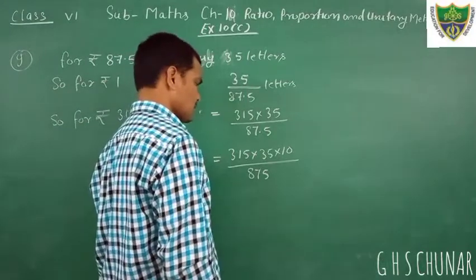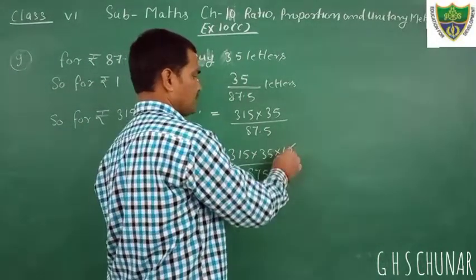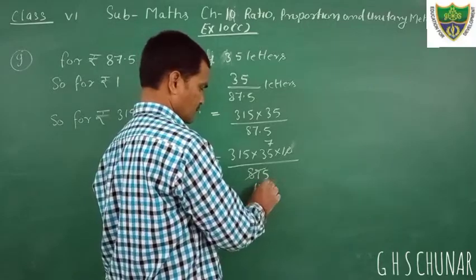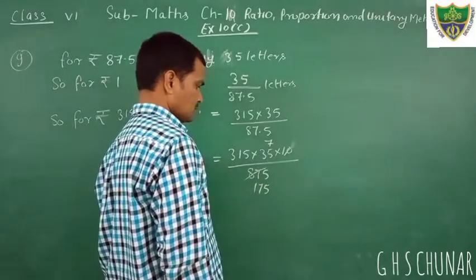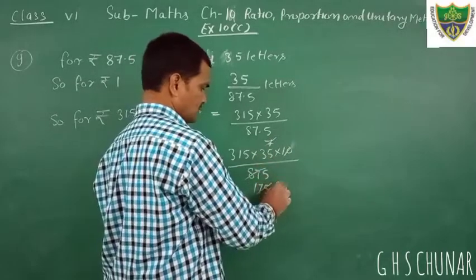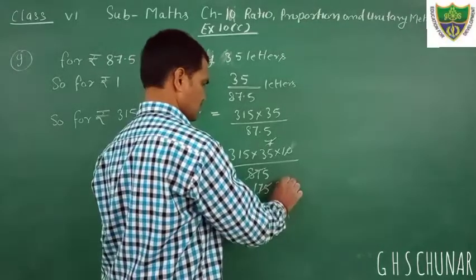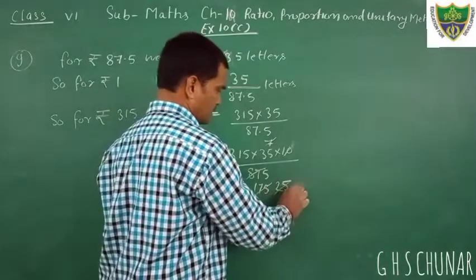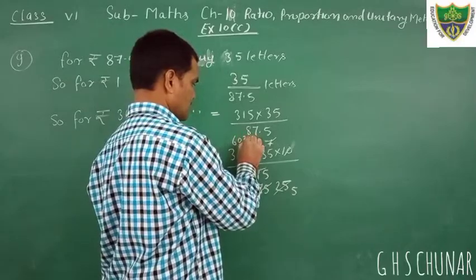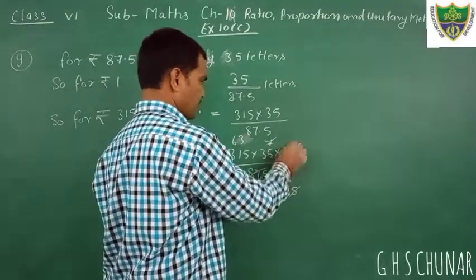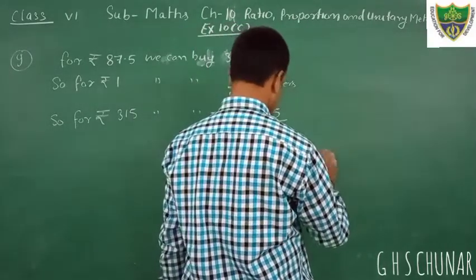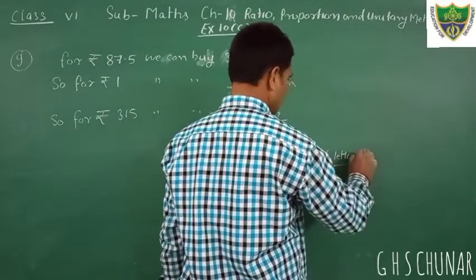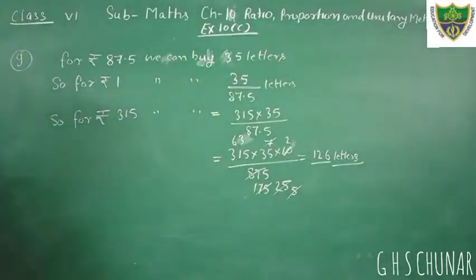Now we will divide it. 5 into 35, 5 into 5. 7 into 7, 7 into 14. 25. Now 5 into 25, 5 into 30, 5 into 10, and 5 into 10. That is 3 into 6, 126 liters. We can buy 126 liters. Okay, you note it.